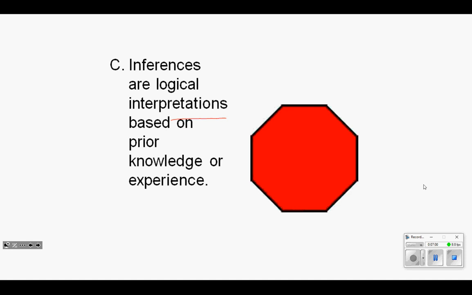And going back to inferences, here's my sign that is this shape without any words. Can you infer what type of sign this is? I hope you said stop sign, even if it's in a completely different language, because it's in a different country. Usually, this shape will mean a stop sign, and you can base that on prior knowledge because you've seen this sign before and know what it means.